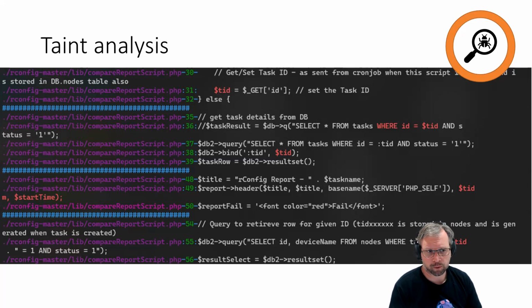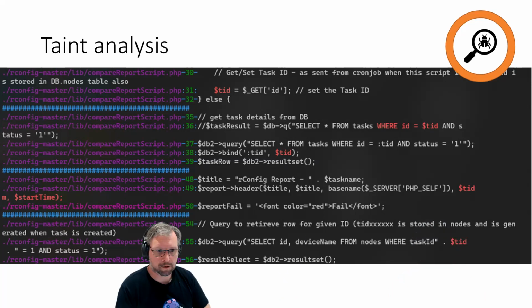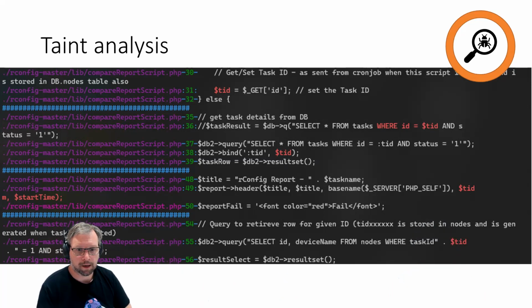And we see again on line 49, it's been used to generate a report header. Would have to investigate that further to determine whether or not that's a vulnerability, but we can skip it for now. And then again, I am skipping over the good part. So let's move on. And we see that on line 55, there's a consecutive query using the same variable.